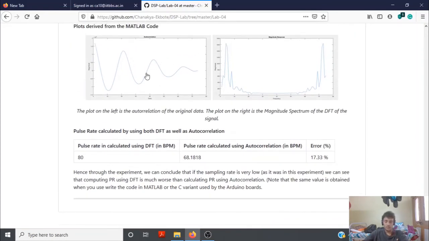Now, this is the plot of the autocorrelation function. This is the plot of the DFT magnitude, and the pulse rate calculated by using both DFT as well as autocorrelation is 80 using DFT, and 68.1818 using autocorrelation. Now, this is actually closer to the true value as compared to the other value, and the reason for that is this signal was sampled at 25 Hertz, and 25 Hertz is a very low sampling rate to actually get any good resolution. So if your sampling rate is that low, then it is very difficult to compute your dominant frequency using a DFT. It is instead more prudent to calculate your time period using an autocorrelation function.